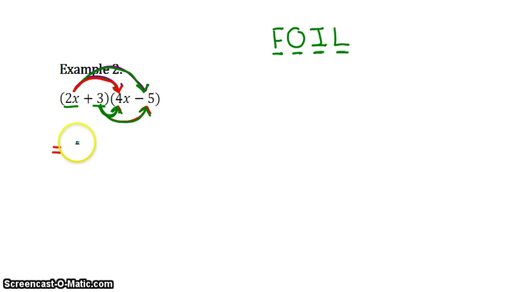So 2 times 4x would be 8, and x times x will be x squared. And I'm distributing my 2x multiplied by -5. Signs, positive times negative, negative. 2 times 5 is 10, letters x.